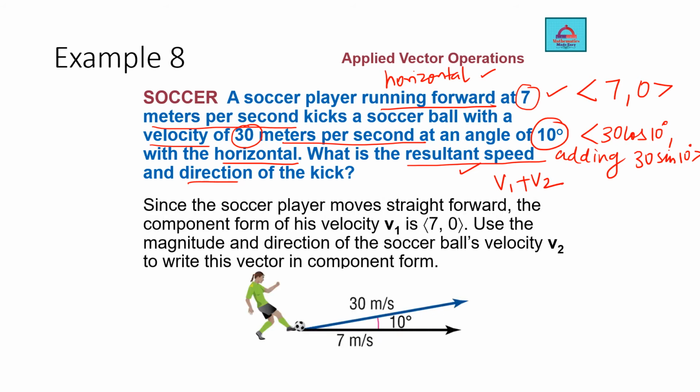Let's draw a diagram as well. So 7 meters per second, that is on the horizontal. This is the component of the 30 meters per second velocity at an angle of 10 degrees. Now, as I told you, the first vector will be 7, 0. For writing the second vector, we'll use the component form, this one. So let's go to the next slide.